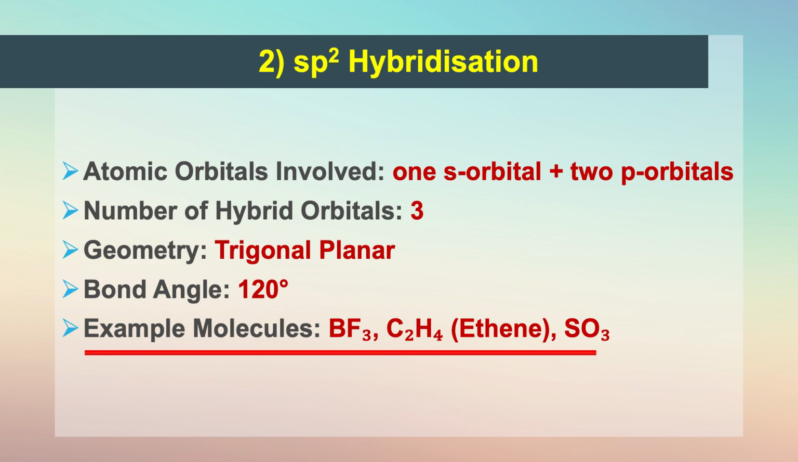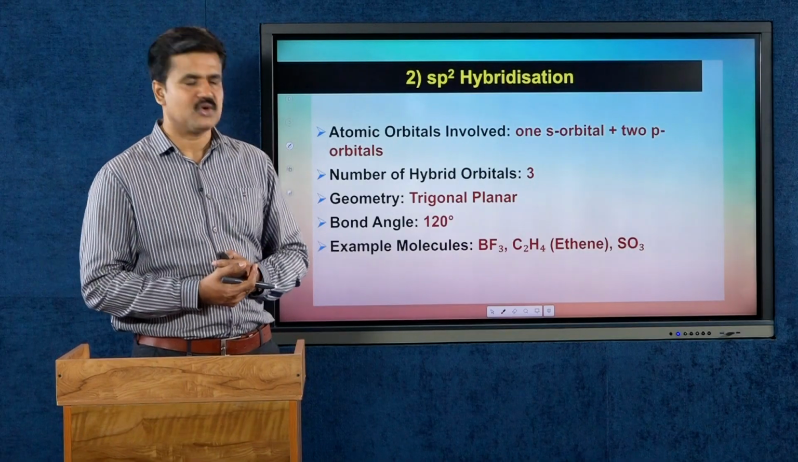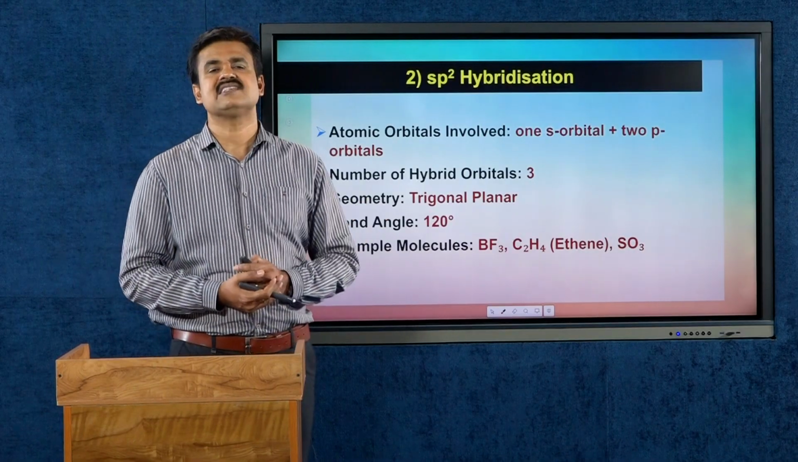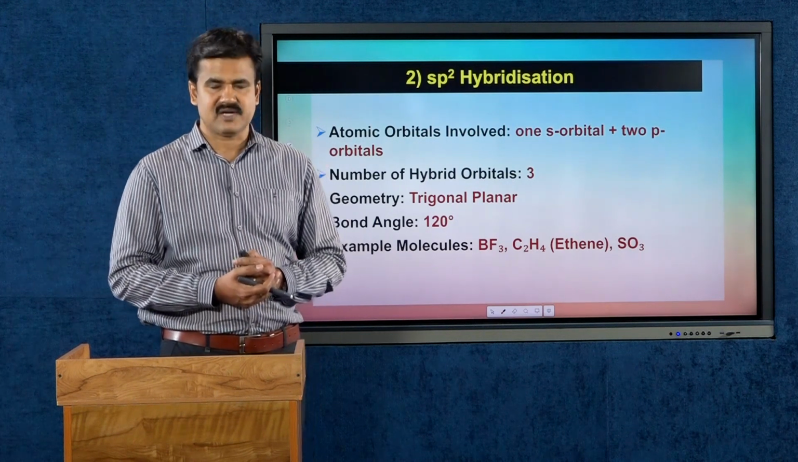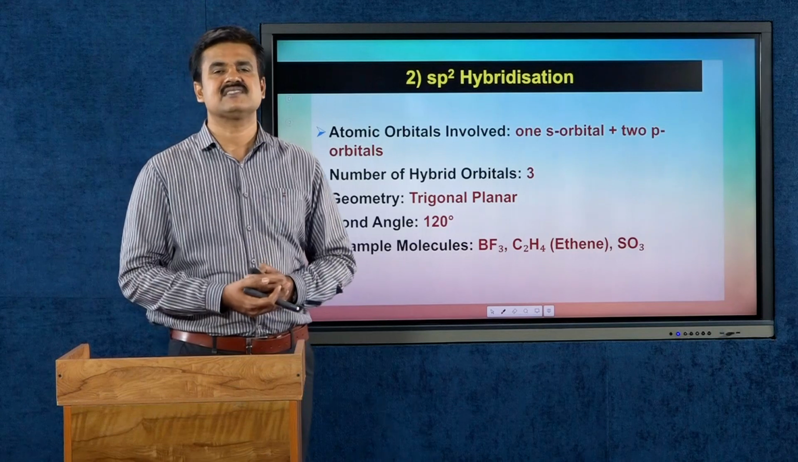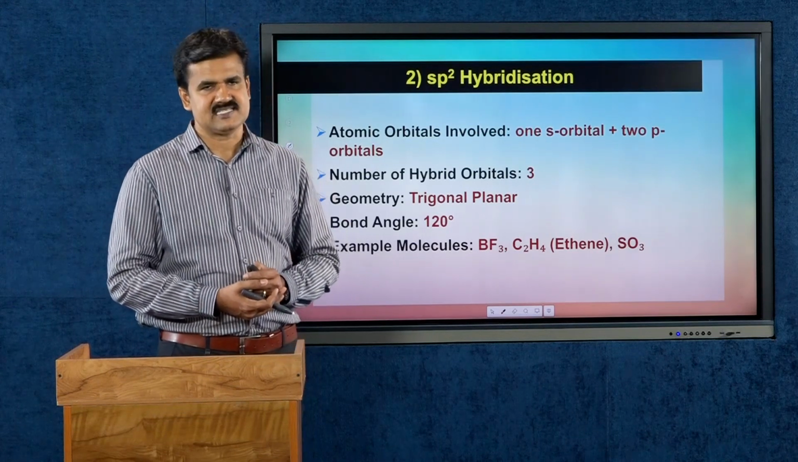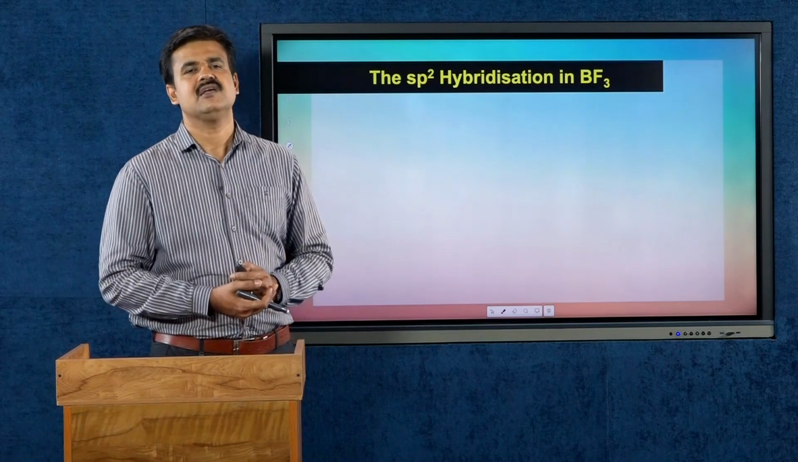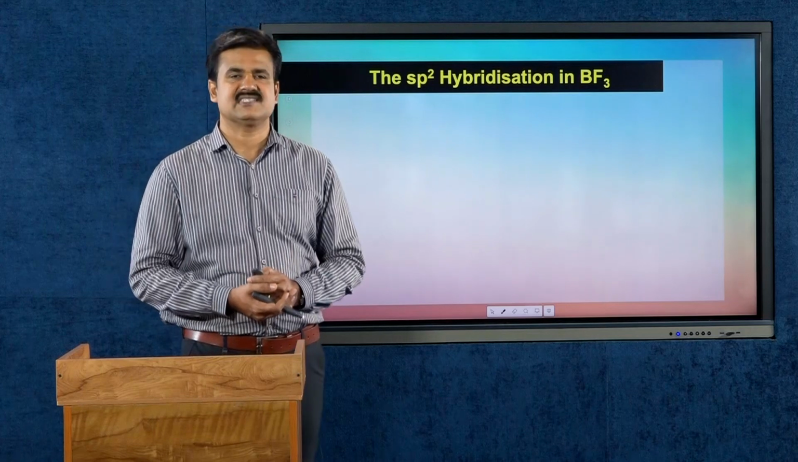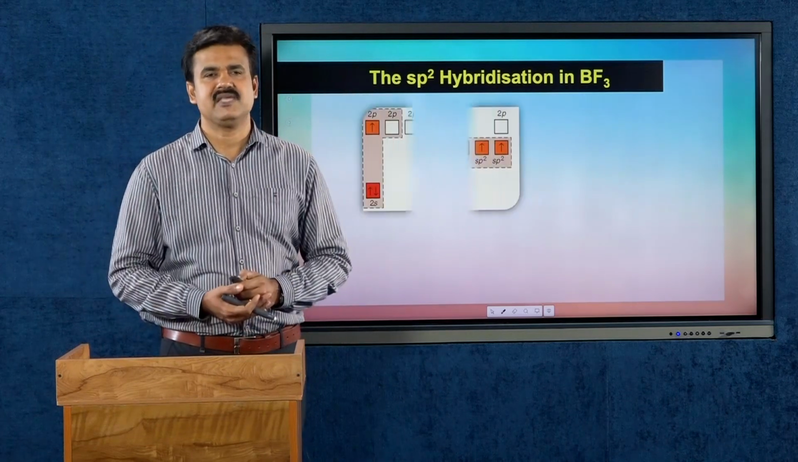BF3, BCl3, BBr3, BI3 all have sp2 hybridization with respect to the central atom boron, and the next molecule is C2H4, that is ethene. Here the central atom carbon exhibits sp2 hybridization, and the final example is sulfur trioxide, where also the central atom sulfur shows sp2 hybridization. Now we can illustrate sp2 hybridization by taking the BF3 molecule as an example. That is, we are discussing the sp2 hybridization in BF3.